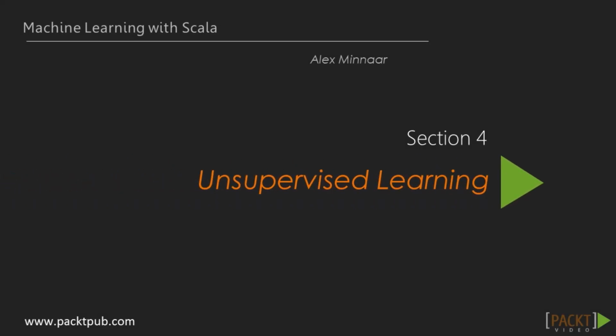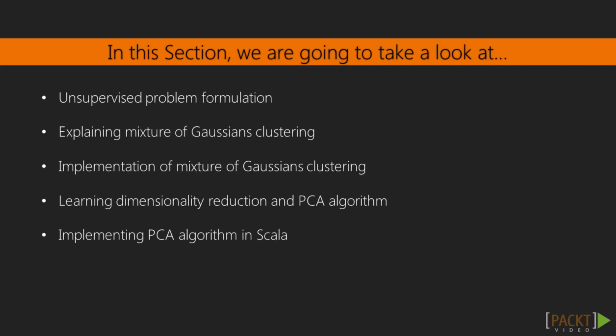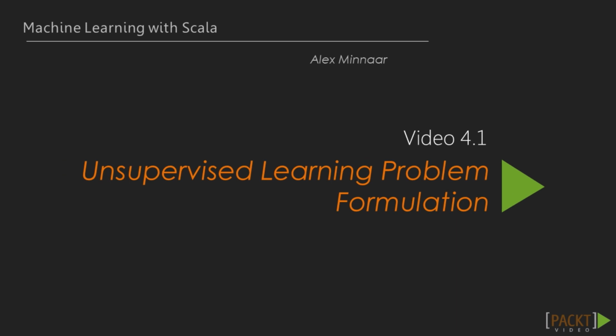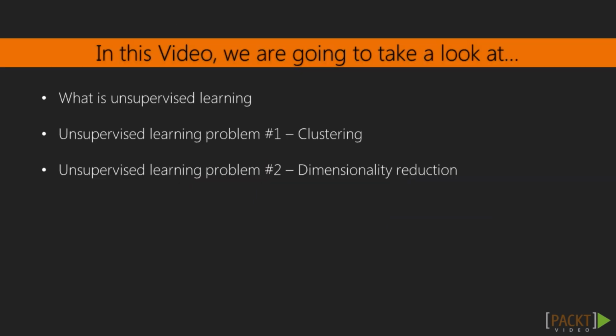Welcome to the fourth section of this course. In the previous section, we learned about supervised learning. In this section, you will be exposed to several unsupervised learning algorithms, including k-means clustering, mixture of Gaussians clustering, and principal components analysis, and how they can be implemented in Scala. But before we get into any specific unsupervised learning algorithms, we must first understand what unsupervised learning is. In this video, we will define the unsupervised learning problem and explain its two main subproblems, clustering and dimensionality reduction.